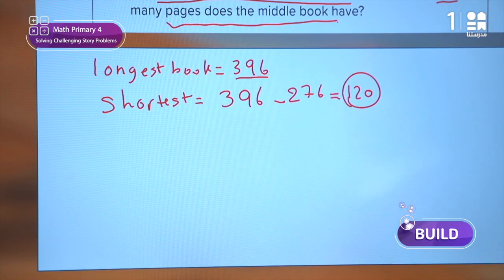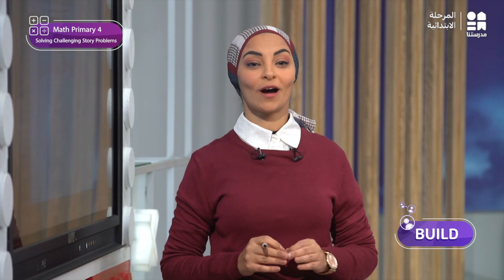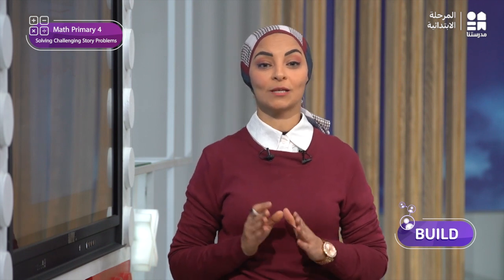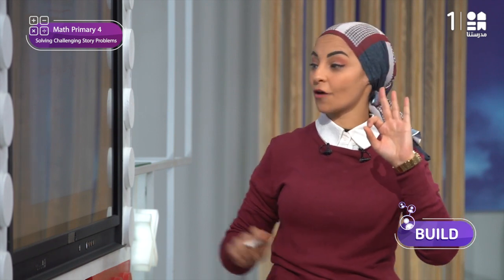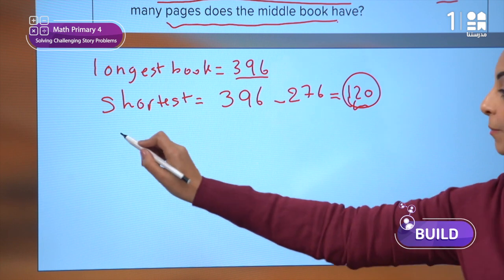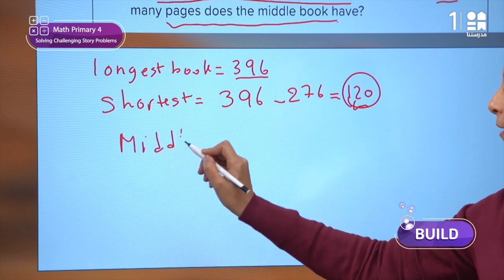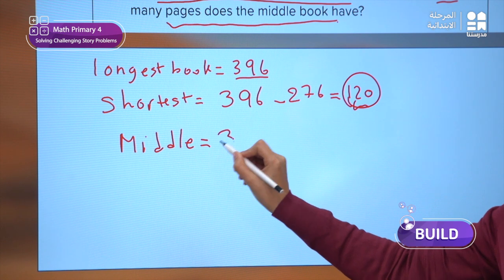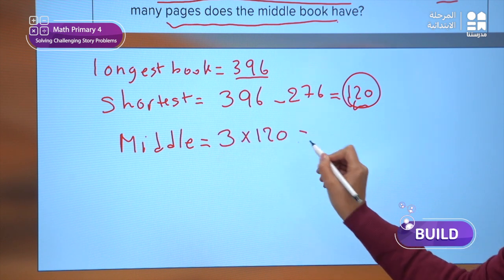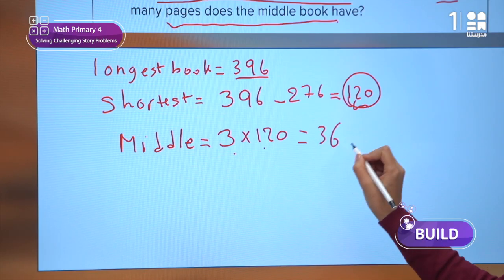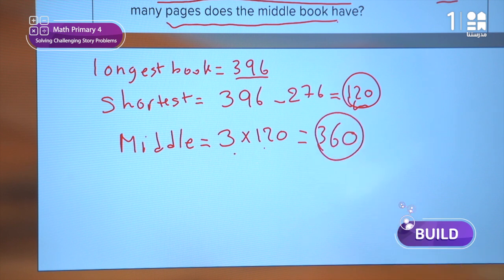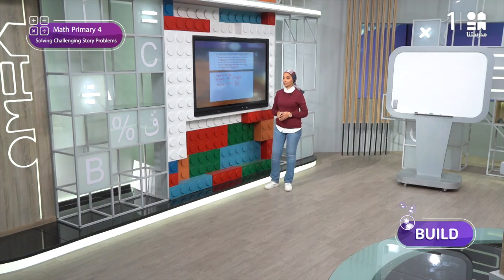So the shortest one has 120 pages. Now we know the number of pages in the shortest one, so it will be very easy for me to find the number of pages in the middle book. Why? Because the middle book is 3 times the number of pages of the shortest one. So the middle one equals what? Yes, of course, 3 times 120, right? Okay, now 3 times 1 equals 3, 3 times 2 is 6, and 3 times 0 is 0. So the number of pages is 360.